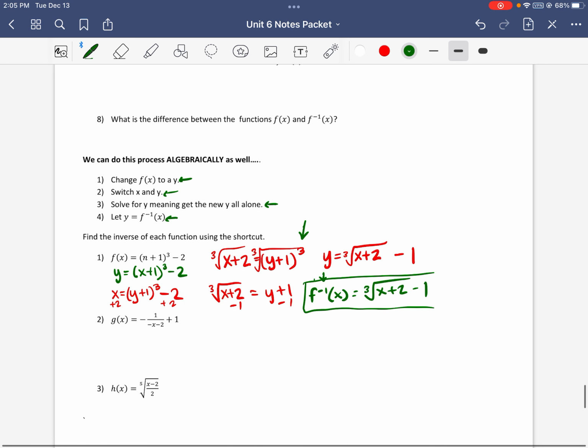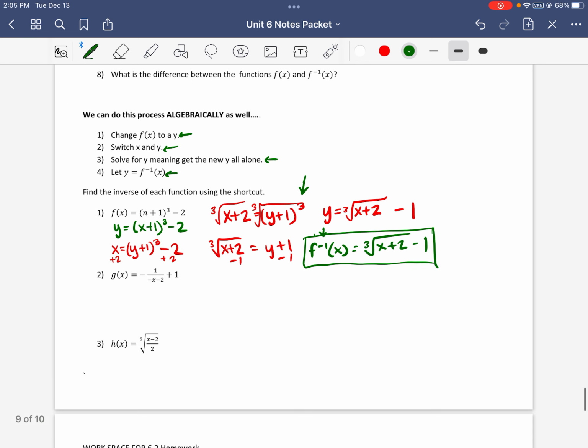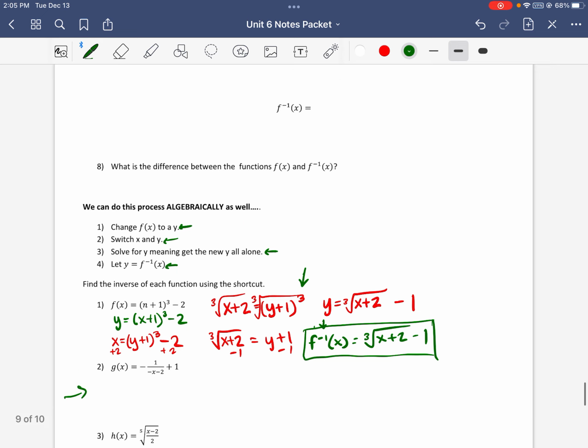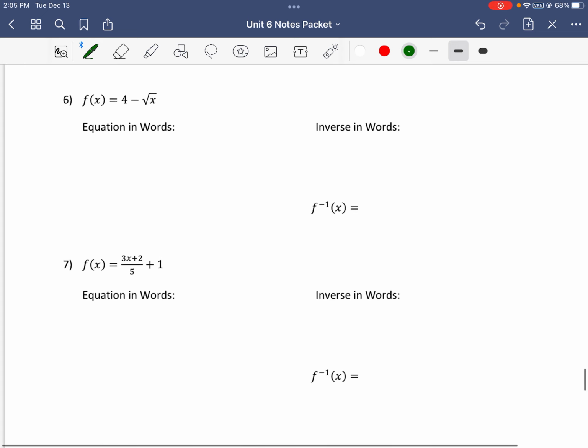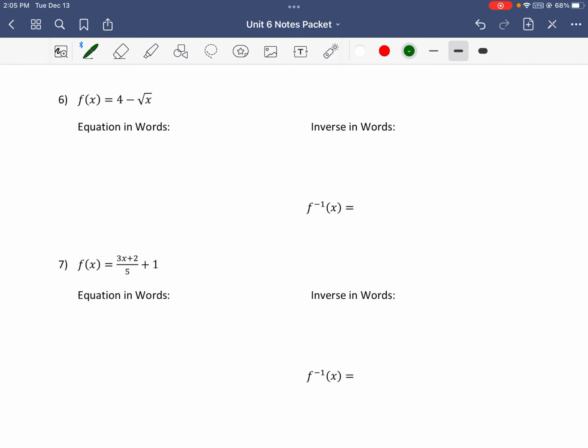All right. Now you could practice these two here, but these are a little bit more complicated. I want to go back up to these other two examples, 6 and 7. Okay. Let's solve these in my other method. We're going to write y equals 4 minus square root x, and now switch x and y.